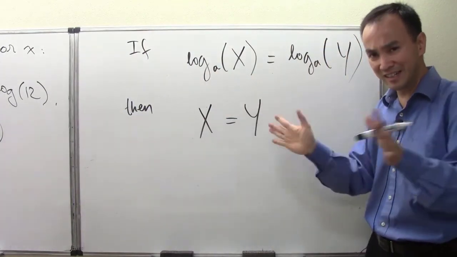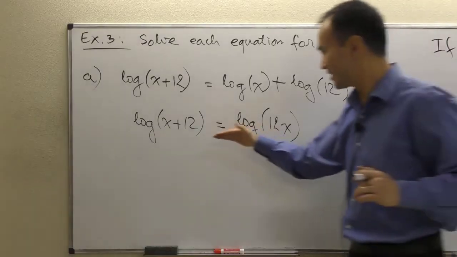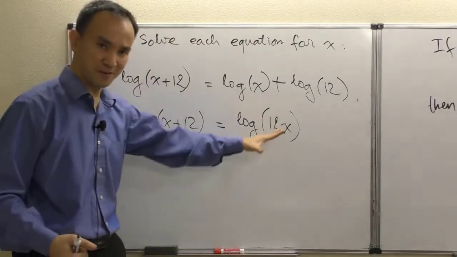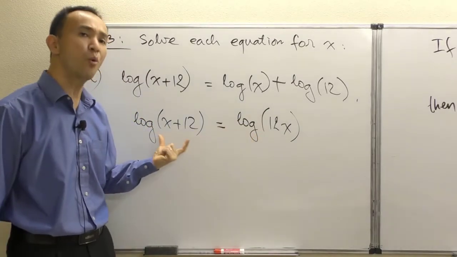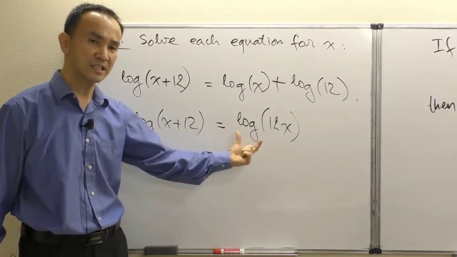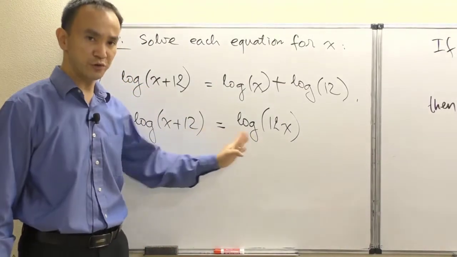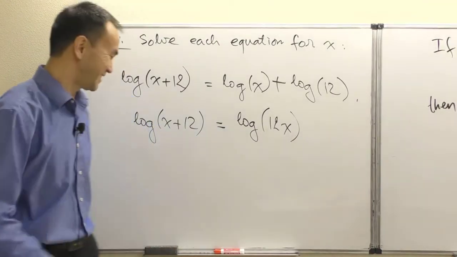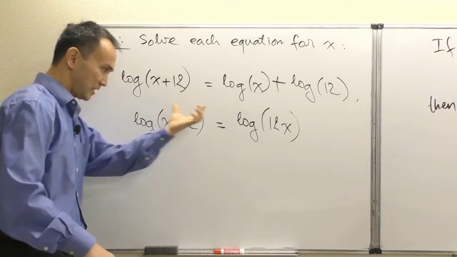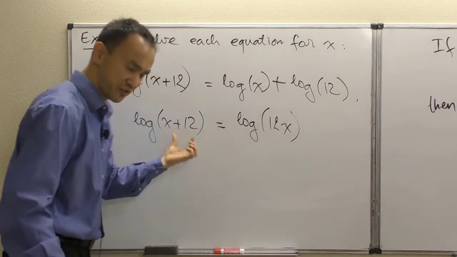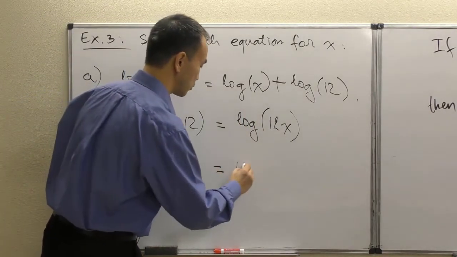The way I see it at this moment, this equation is telling me that if we know we want this equality to happen, then what can happen next? Applying the property I wrote down on the other board, one single log equals another single log of different expressions, it leads to x plus 12 equals 12x.